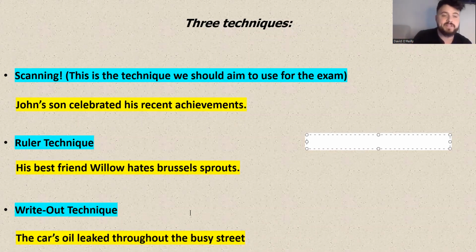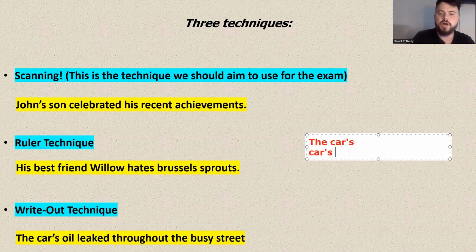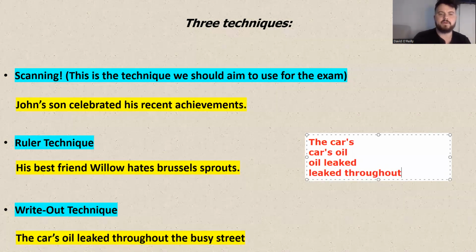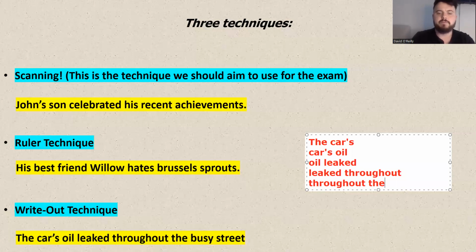So, for example, if we look at the sentence, it says the car's oil will leak throughout the busy street. So the first two words we need to consider are the and cars. Then cars, oil. Then oil, leaked. Then leaked, throughout. After that, we've got throughout and the. Then we've got the and busy. And we've got busy, street. So I've written out every combination.